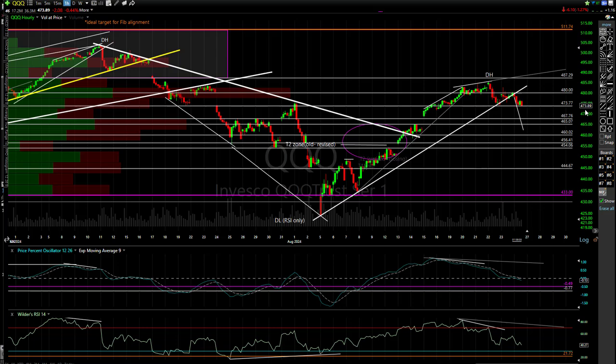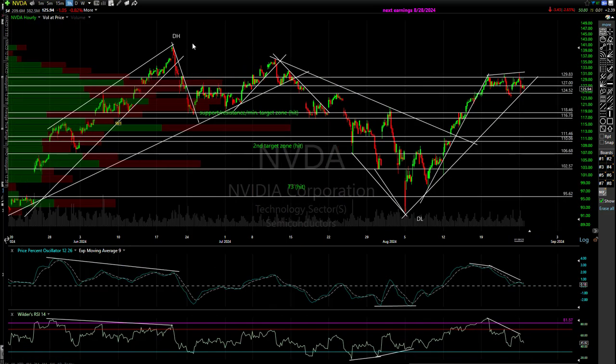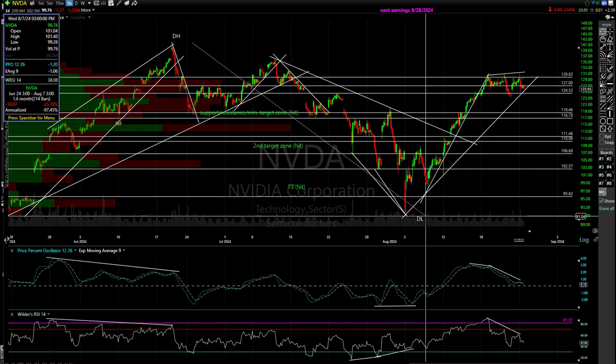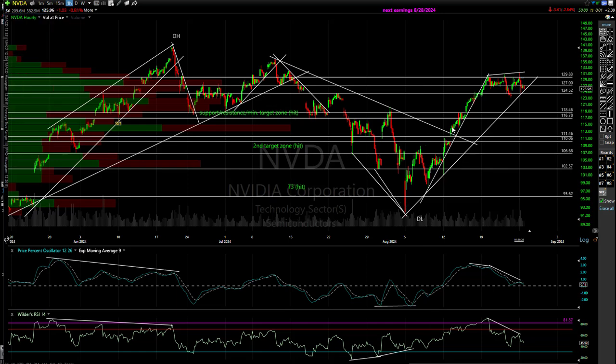Right here, 473.77. We're testing it right now. You can see we're at 473.96. And once that goes, that should open the door to more selling. And I think that favors some profit taken in NVIDIA for those that bought it, and the nervous longs that just somehow managed to ride through that 38% drop. Probably had almost a near heart attack.